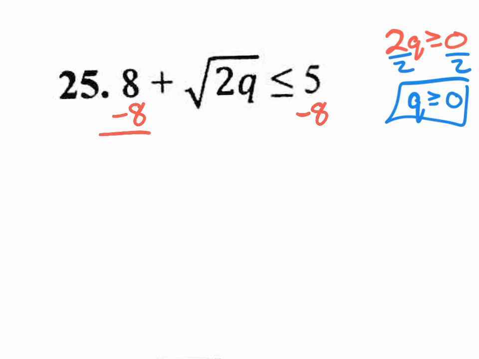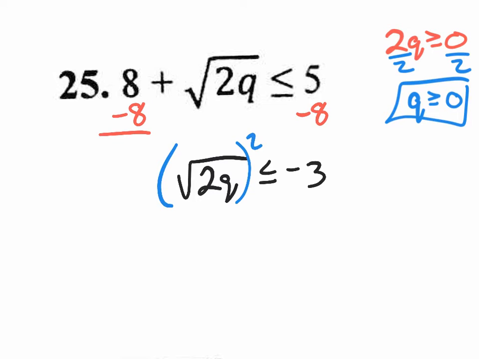What you do to one side, you do to the other side. Your radical equation is now the square root of 2q is less than or equal to negative 3. What's the next step after you isolated the radical? To get rid of the radical by applying a power. What power am I going to apply to both sides? 2. What I do to one side, I do to the other side.